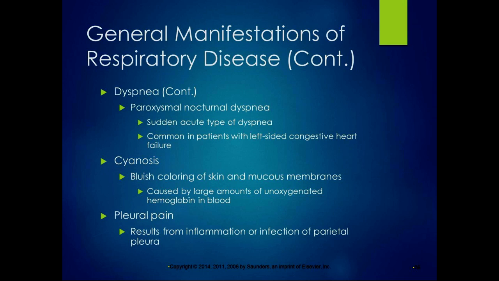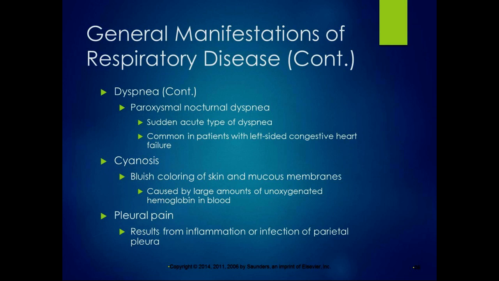Cyanosis is a bluish coloring of skin and mucous membranes caused by a large amount of deoxygenated hemoglobin in blood. If somebody is cyanotic, you need to get them on oxygen, you need to get the nurse in there, or if you're in an outpatient clinic, you need to get them to go to the emergency room or call 911. This isn't a good sign.